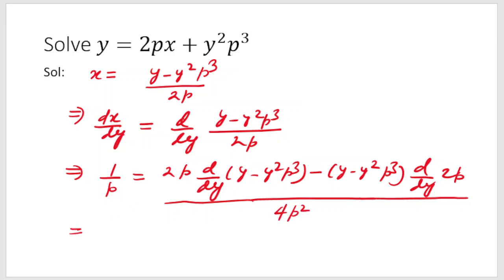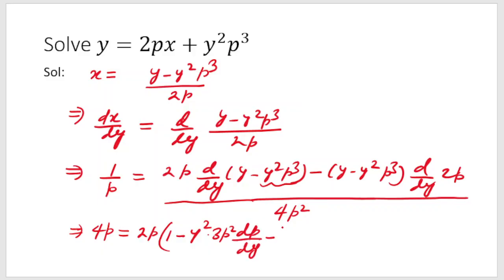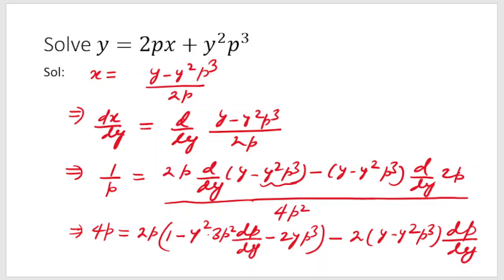Now I do the cross multiplication: 4p square times 1 by p will become 4p. Here I will get 2p times dy by dy, which is equal to 1 minus, here the product rule I have to apply, so y square into 3p square dp by dy, minus, if I differentiate it, I will get 2y p cube, and then 2 times (y minus y square p cube) into dp by dy. Now I have to simplify this. So how can I simplify?